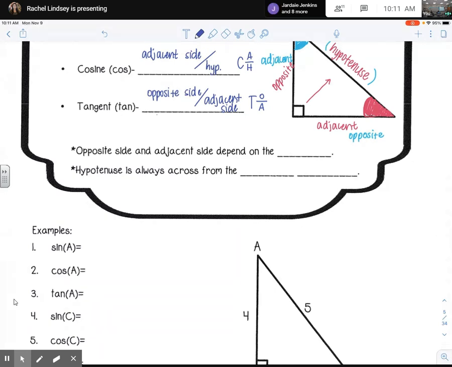So we have SOHCAHTOA, that's how I remember it. But opposite side and adjacent side depend on the angle. And the hypotenuse is always opposite the right angle. So for this unit, we're going to be looking at SOHCAHTOA all the time.